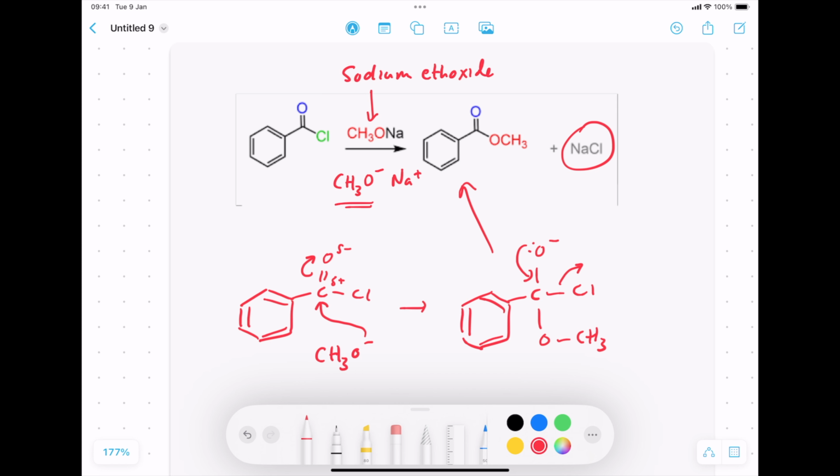So we learned from the previous example that chloride minus is kicked out, and then sodium is going to be present in the solution anyway because of the fact that it's coming from the starting material, the nucleophile, and so naturally they combine, and then that would be written as sodium chloride as the other product.